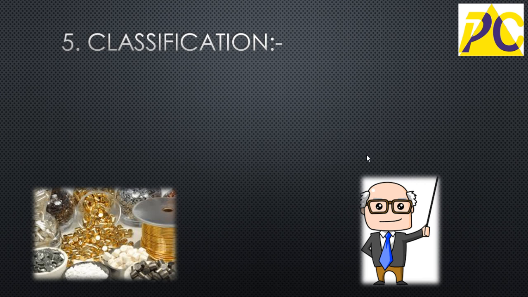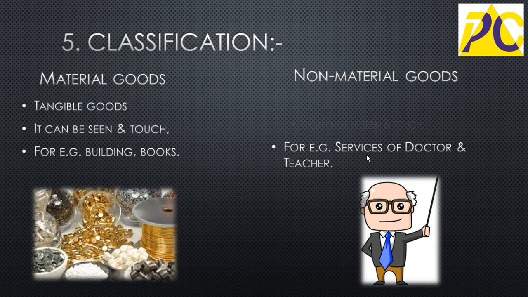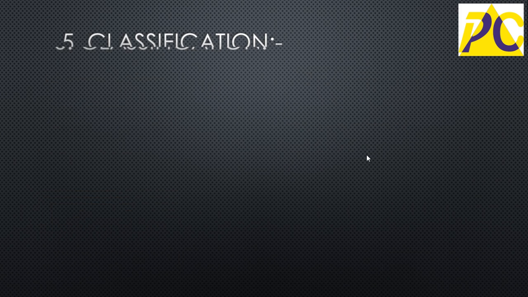Next classification. What is the next classification? Looking at the picture, material goods and non-material goods. What are material goods? Material goods are tangible goods. Tangible goods are the goods which can be seen or touched. For example, building, books, aluminium, whatever you name it. On the other hand, non-material goods are intangible. They cannot be seen. For example, services of a doctor and teacher are important but cannot be seen.